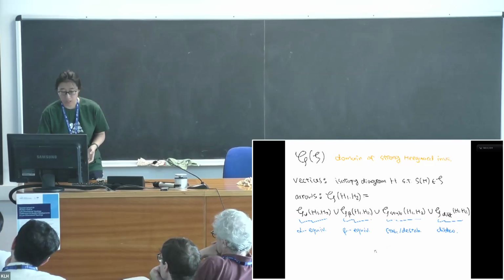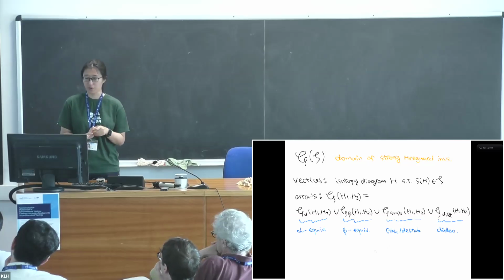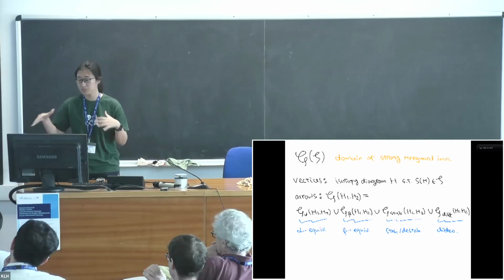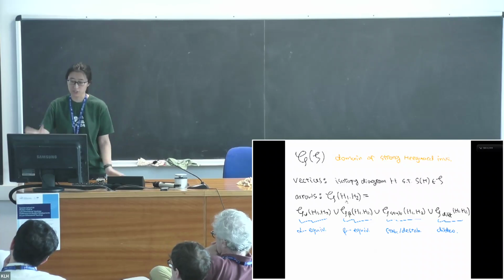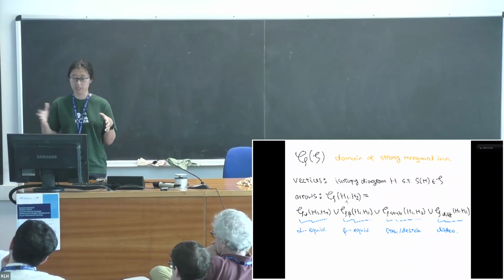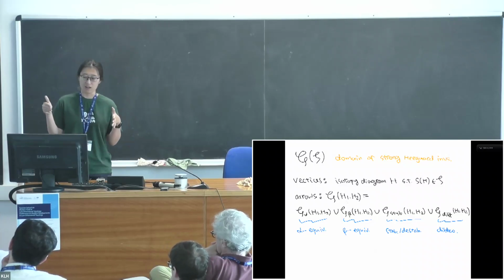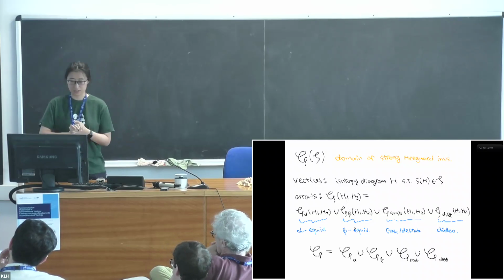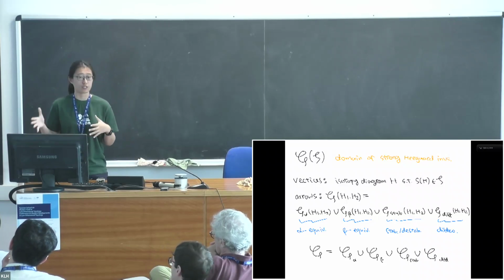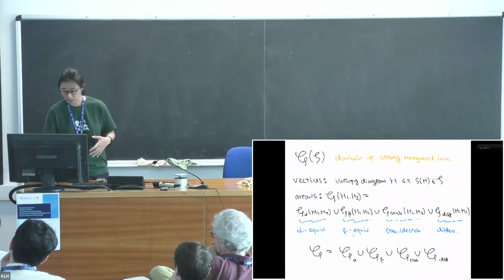And also the edges of this graph are given by a union of different subgraphs. So for example, the isotopy diagrams H1 and H2 are connected by an edge if they are related by beta equivalence. So this actually says that the graph G_S is a union of four subgraphs, which are G alpha, G beta, G stabilization, and G diffeomorphism.